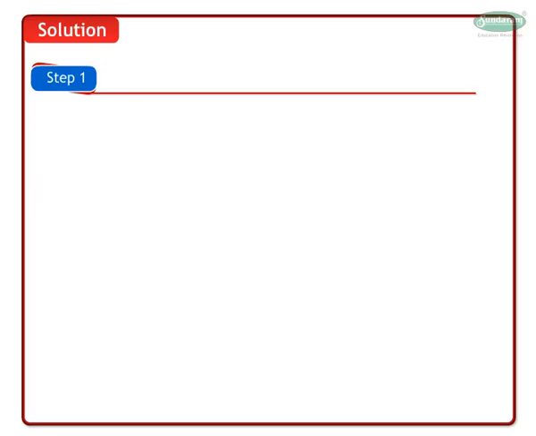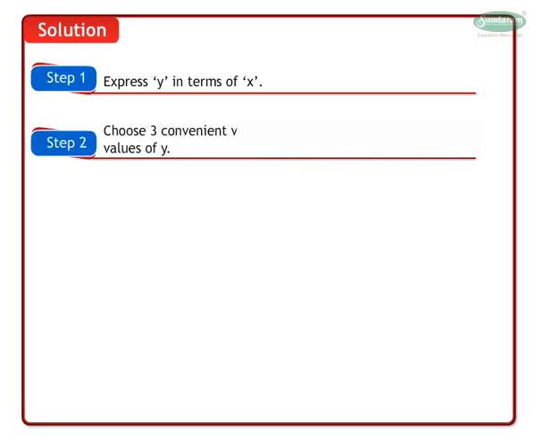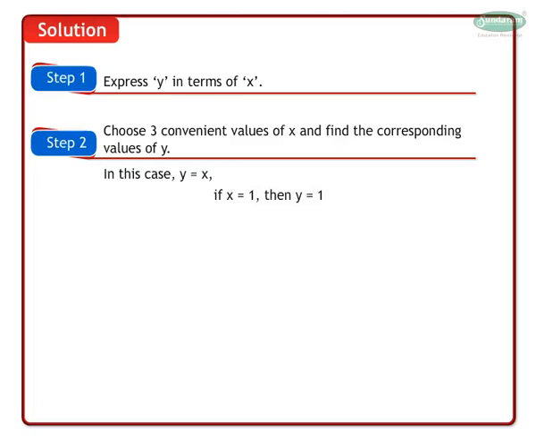Solution. Step 1. The first step is to express y in terms of x. In this case, y is already expressed in terms of x. Hence, we have nothing more to do. Step 2. Choose at least 3 convenient values of x and find the corresponding values of y satisfying the equation. In this case, y is equal to x. So, suppose x is equal to 1, then y is equal to 1. x is equal to 2, then y is equal to 2. x is equal to 3, then y is equal to 3.